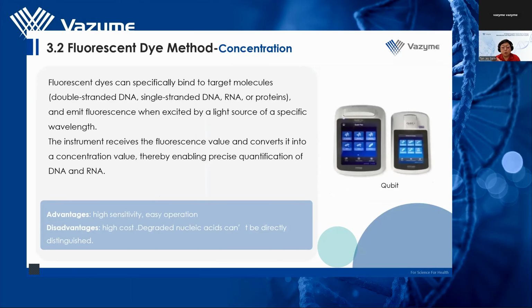If the RNA concentration is low, or you desire a relatively precise concentration value, you can choose the fluorescent dye method, commonly known as Qubit. This detection method involves fluorescent dyes that specifically bind to target molecules, such as double-stranded DNA, single-stranded DNA, RNA, or proteins, and emit fluorescence upon excitation by a specific wavelength of light. The instrument then receives the fluorescent signal and converts it into a concentration value, enabling precise quantification of DNA and RNA. While the operation may be relatively complex, the resulting concentration values are the most accurate.